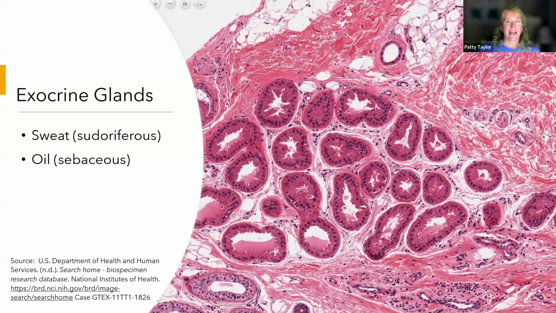So in the skin, we have exocrine glands. Exocrine means that these glands secrete their substances onto the body surface or to the outside of the body. Keep that exo prefix in mind as it's a great clue. So the two kinds we're going to discuss are sweat glands, also called sudoriferous glands, and oil glands, which are also called sebaceous glands.